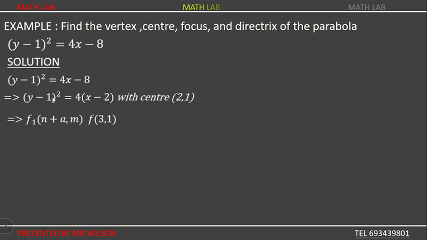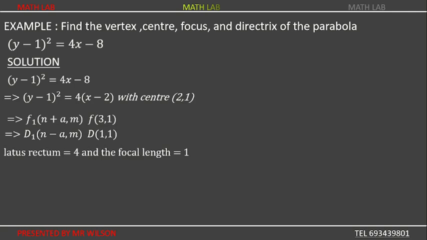y minus n, all squared, equals 4a times x minus n. So with that, our a in this case is 1. So you just have to say n plus a is 1, m is 2, n is 2, so you get 3, 1. That's our focus. For the directrix it is negative a, so you're going to have what? 2 minus 1. You have 1 and 1 for the point.